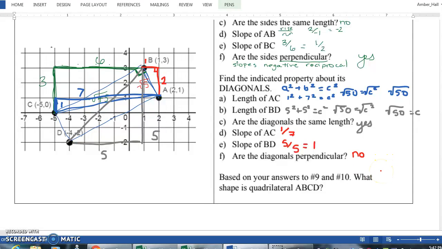Now, based on your answers to 9 and 10, what shape is the quadrilateral ABCD? Well, based on my answers, I know from this first part that the angles are 90 degrees. And I know from this second part that the diagonals are congruent. But I also know that the sides are not congruent. So because all 4 sides are not congruent, I can automatically eliminate rhombuses and squares. However, the diagonals are congruent still, and they're 90-degree vertices. Therefore, this has to be a rectangle.